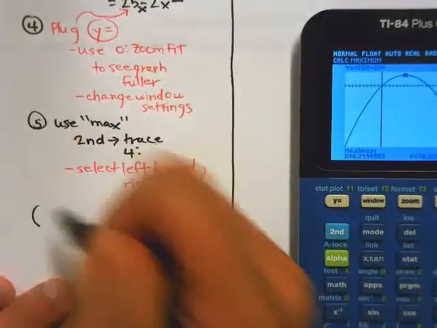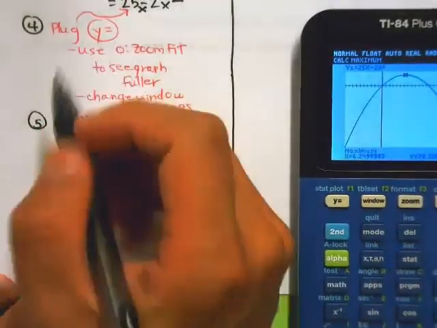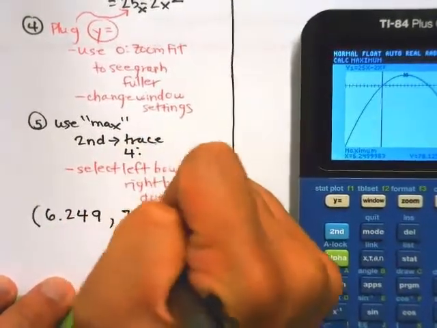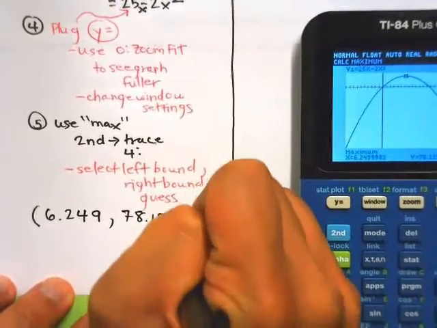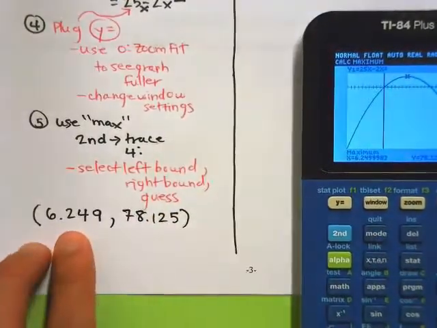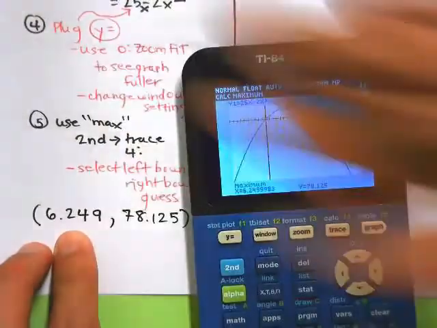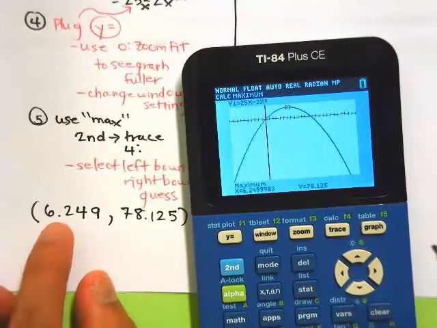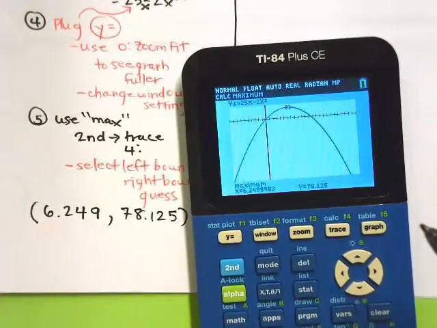Okay. So I'm just going to write this in coordinate form, 6.249 and then 78.125. I think on some of your calculators, this is so close to 6.250. Again, I'm not too sure what calculators you guys are using. Some of you might have 6.250, and I think that's fine.